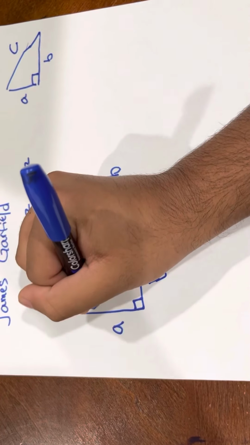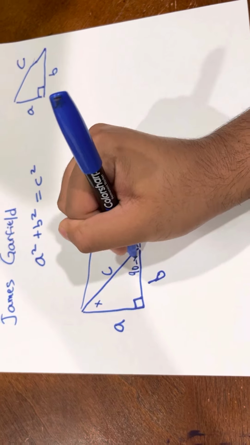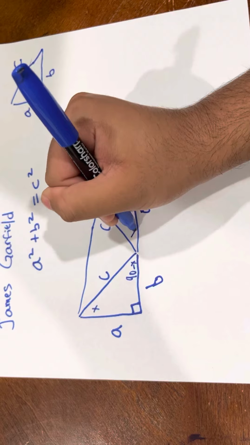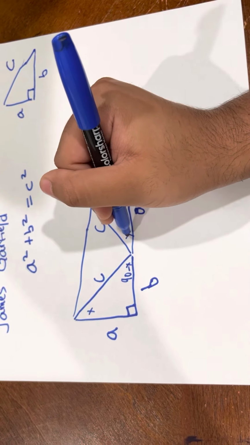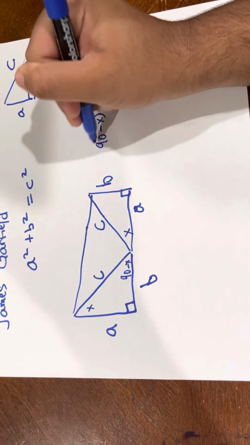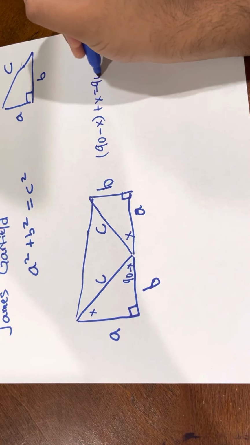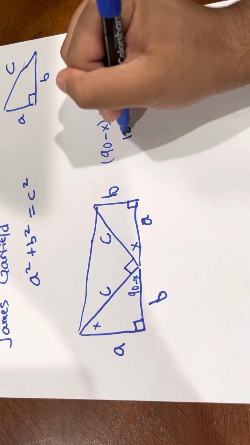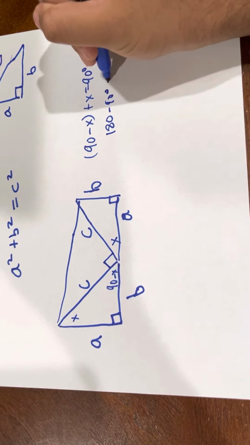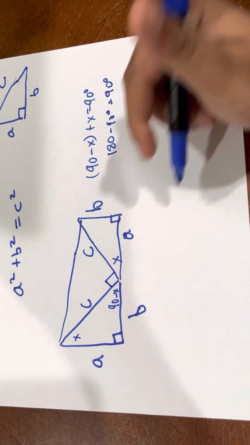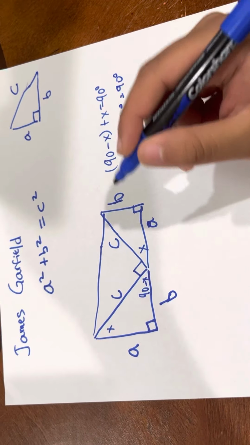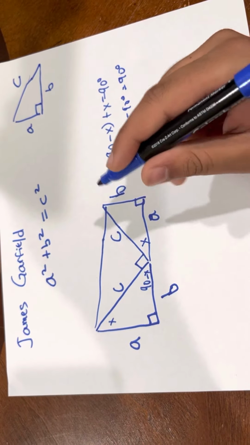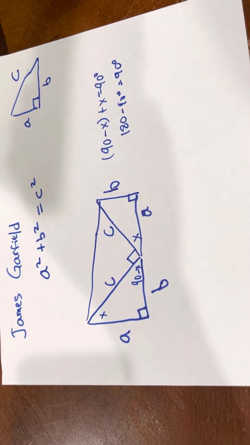So imagine this is x and this is 90 minus x, because that's how a right triangle is. When you rotate this, this would become x. So 90 minus x plus x is equal to 90 degrees. So that leaves 90 degrees for this angle, because a line is 180 degrees. So now what he does is he tries to find the area of the trapezoid, and in doing so he finds the Pythagorean theorem.